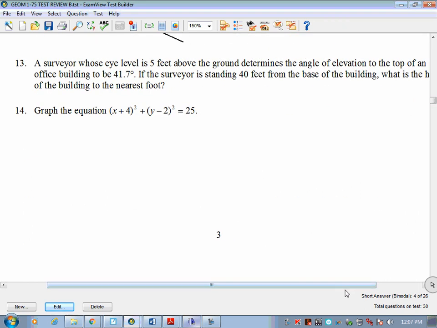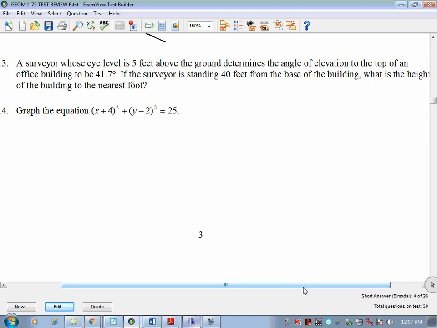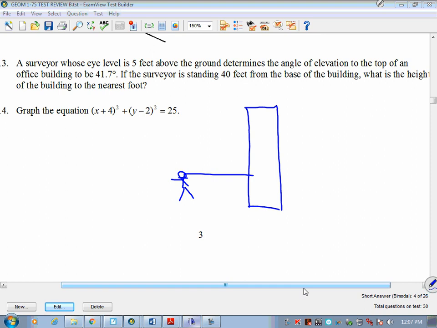13. A surveyor whose eye level is 5 feet above the ground. So we're going to wind up with a building. We've got a man here, and his eye line is 5 feet above the ground. He's going to look up to the top of that building. He's standing 40 feet away from the building. He's looking up at 41.7 degrees, so it's an angle of elevation. We want to know how tall the building is to the nearest foot.